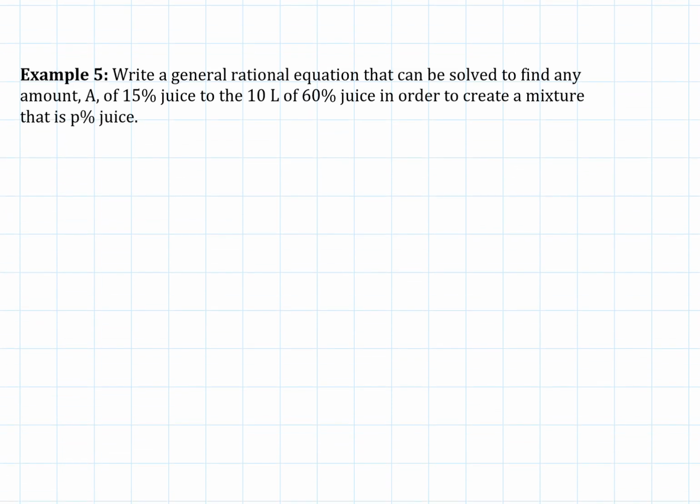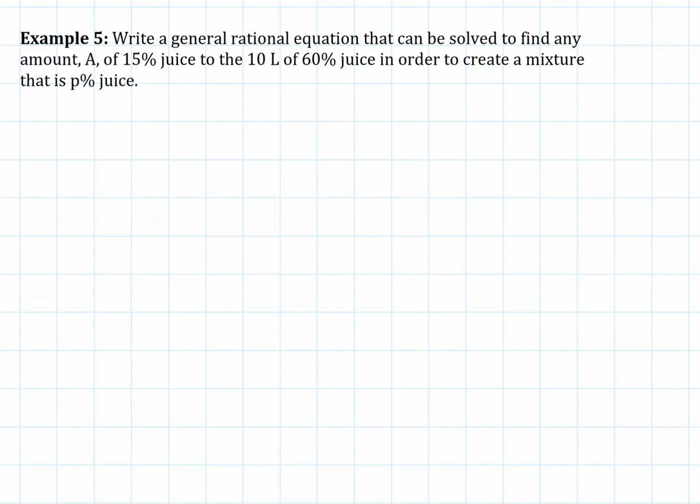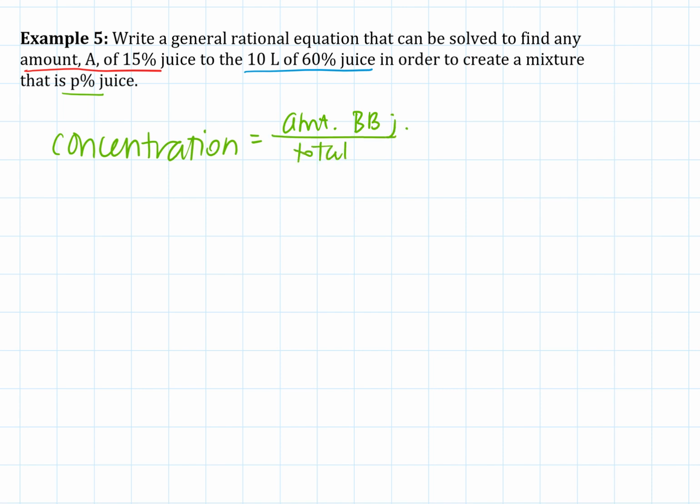And then I want to look at this one final equation. Write a general equation that can be solved to find any amount A of 15% juice. This sounds like something I don't know. So an amount A of 15% juice to the 10 liters of 60% juice in order to create a mixture that is P%. Well, we're coming back to the same general equation each time. Concentration equals amount of blueberry juice over the total volume V. We want it to be P% juice. That means P over 100.